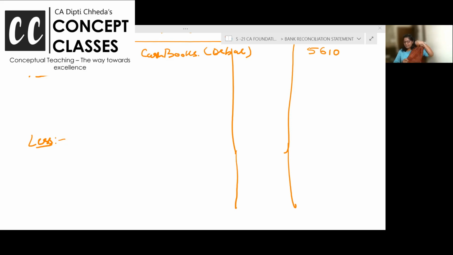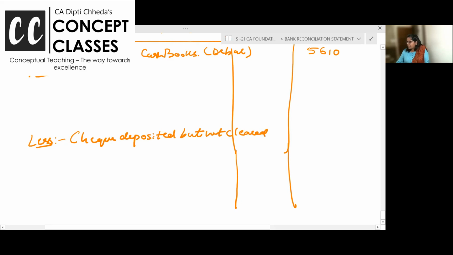All right. Chalo, let us start. First, we will take up. One second. Are you all able to see the notebook? First, we will take up the debit side. When I deposited the check, I debited. So now, if they are not yet cleared, I will just credit it. So debit hai, you want to credit, so less. Check deposited, but not cleared.